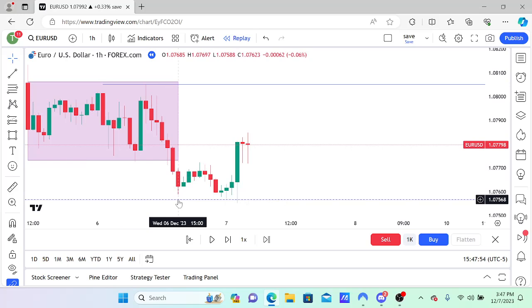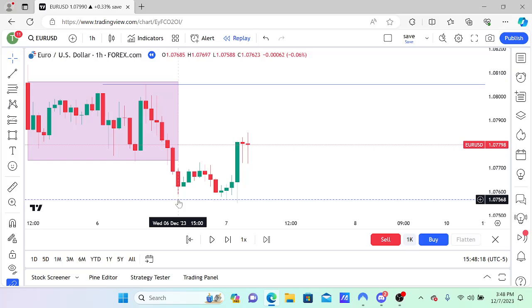Where next? What do we look for next? We look for big money sponsorship. We look for smart money to tip its hand to us. ICT likes to use the analogy of an elephant jumping in a small kiddie pool. If you're privy to his content, you know exactly what I'm talking about. And this is the perfect example of that.